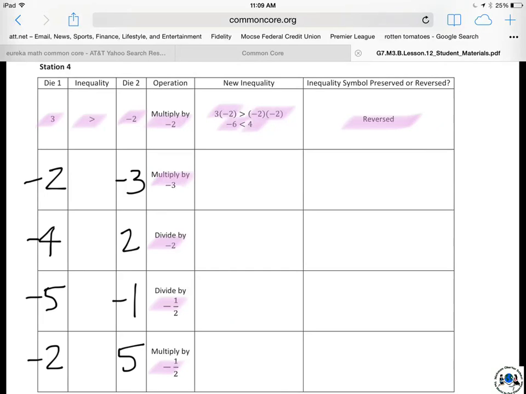Okay, well here are your new batch of numbers. All right, so go ahead, write in your inequalities, do the operation that they ask, write your new inequality, and then let us know if those inequality symbols are preserved or reversed. You might have an idea of how this is all going to go already. So yeah, come on back after you're done and check your answers.